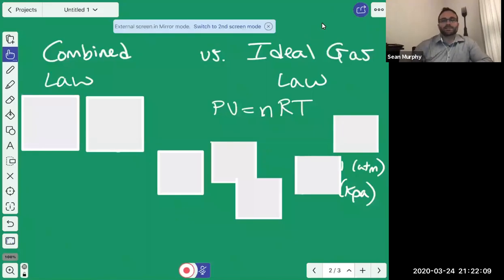Greetings, everyone. Today we're going to talk about the difference between the combined gas law and the ideal gas law.